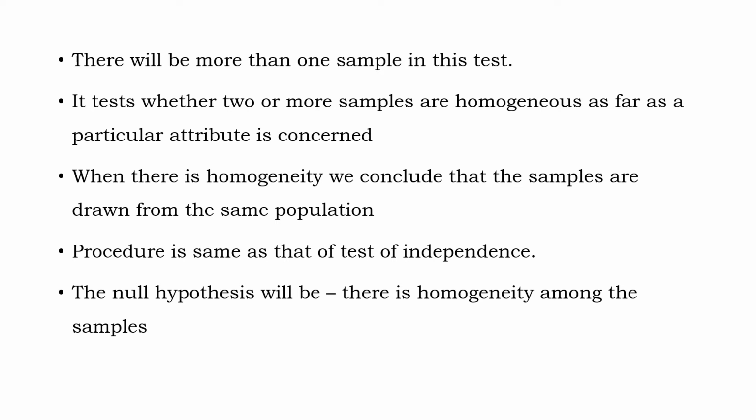The test statistic chi-square, you will calculate with the formula sigma O minus E square by E. And to find out the expected frequencies also, you can use the same formula, row total into column total by grand total. And then degrees of freedom also, there is no change. The degrees of freedom is R minus 1 into C minus 1. And depending upon the level of significance and table value, you will be accepting or rejecting the null hypothesis.